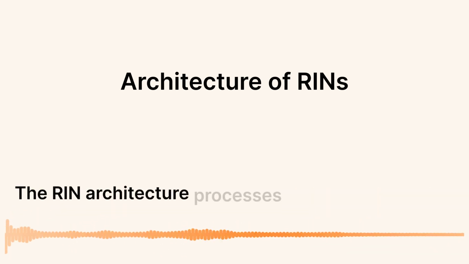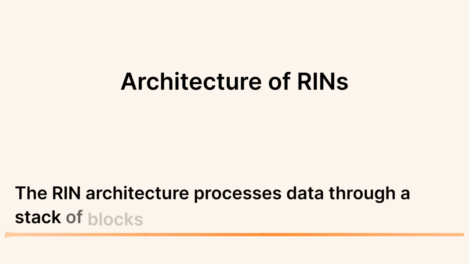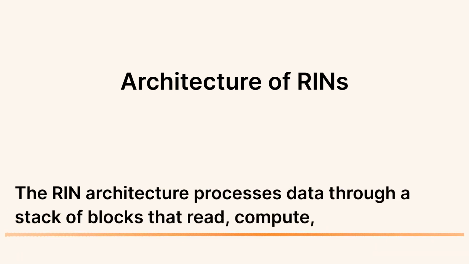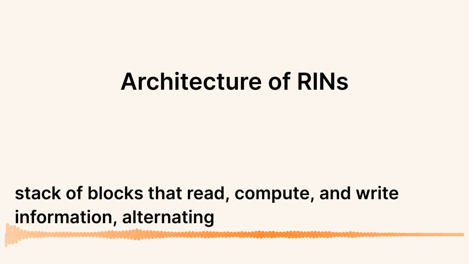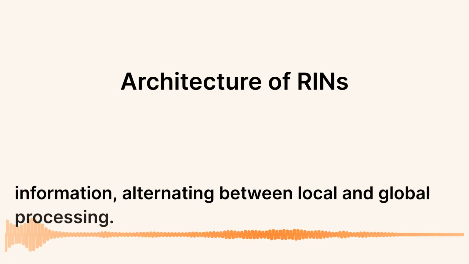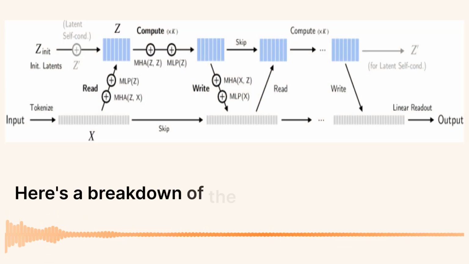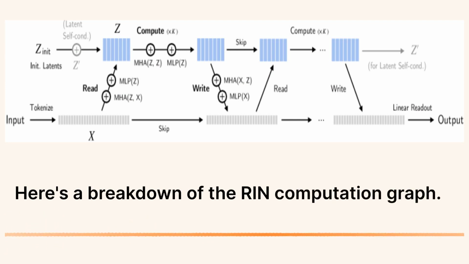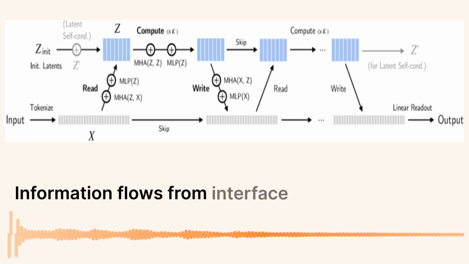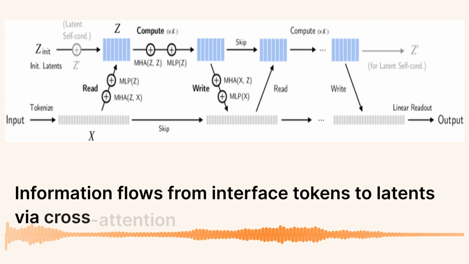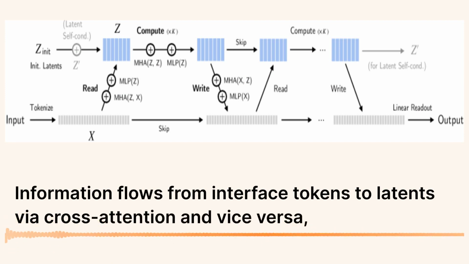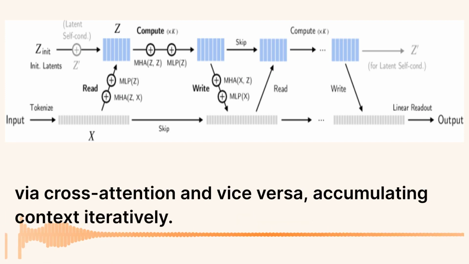The RIN architecture processes data through a stack of blocks that read, compute, and write information, alternating between local and global processing. Here's a breakdown of the RIN computation graph. Information flows from interface tokens to latents via cross-attention, and vice versa, accumulating context iteratively.